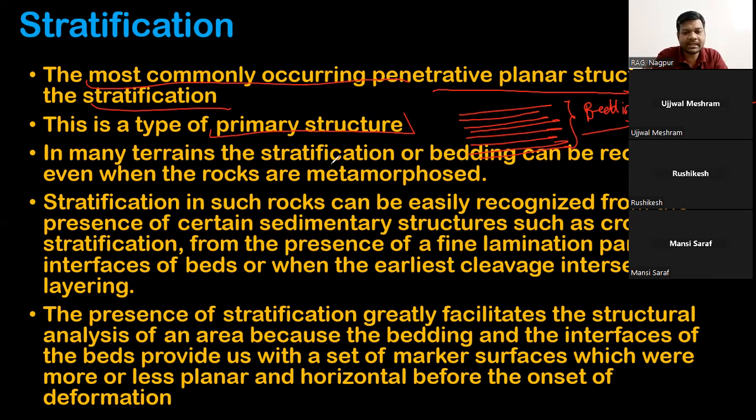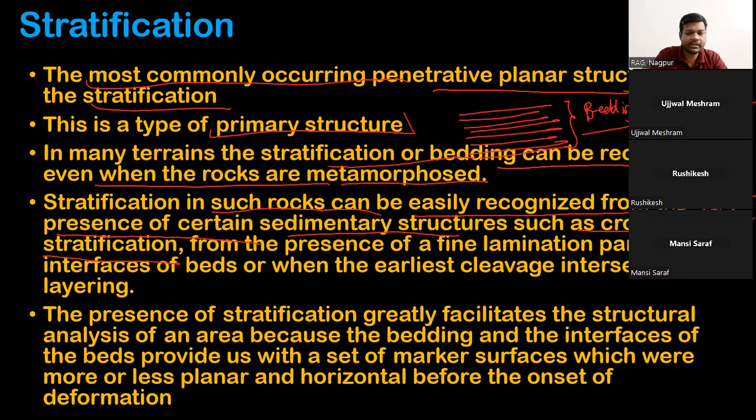In many terrains the stratification or bedding can be recognized even when the rocks are metamorphosed, right? The stratification or bedding can be seen in the case of foliations. So these foliations are a type of stratification itself, right? Then stratification in such rocks can be easily recognized from the presence of certain sedimentary structures such as cross stratifications. The cross stratifications are there like this.